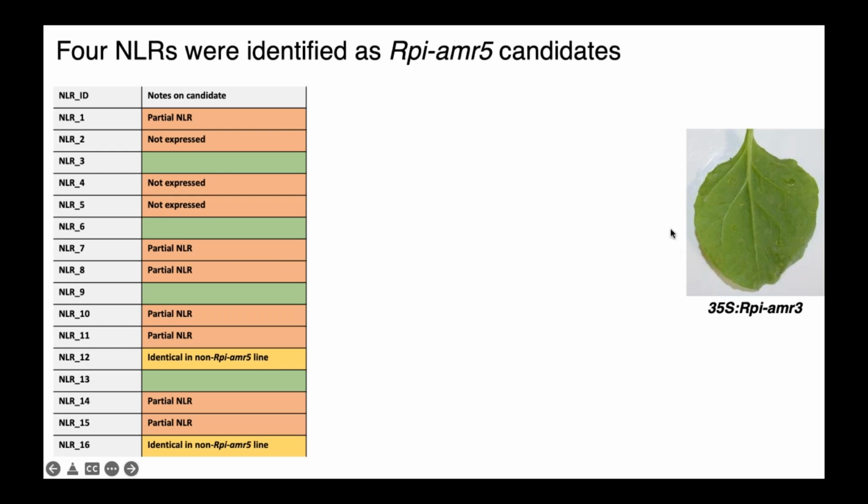So normally when we look to test resistance genes, we can use Nicotiana benthamiana as a model for this. So in this picture here, we've expressed Rpi-amr3 and then drop inoculated with P. infestans. And you can see after a week, there's absolutely no pathogen growth. And we know that Rpi-amr3 works very well in this assay. So you can see there's only these very small indications of where the inoculation was. So we can use this assay to test our 4 candidate genes.